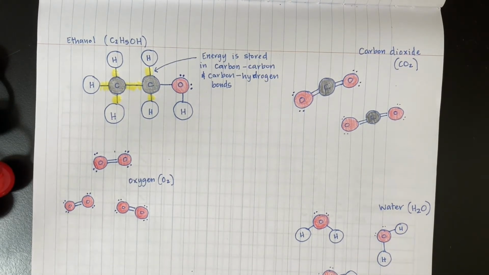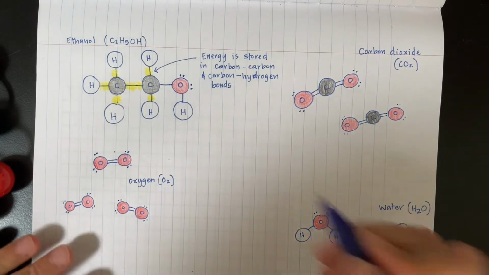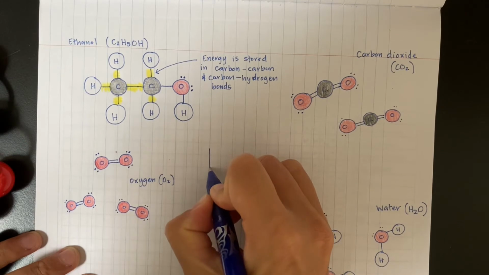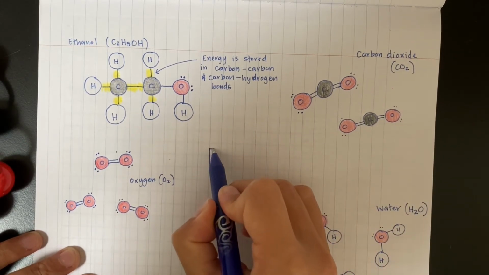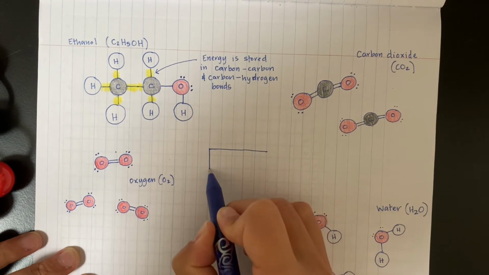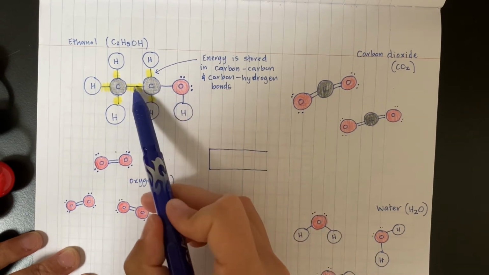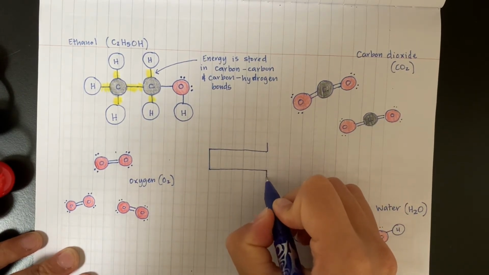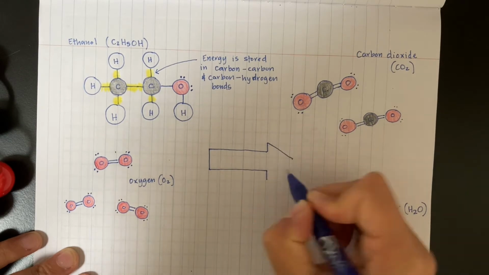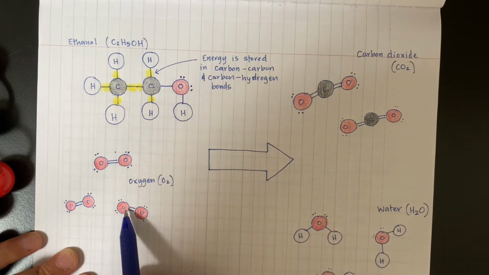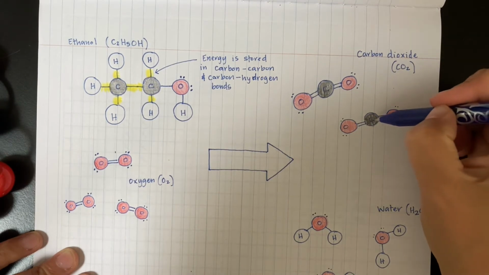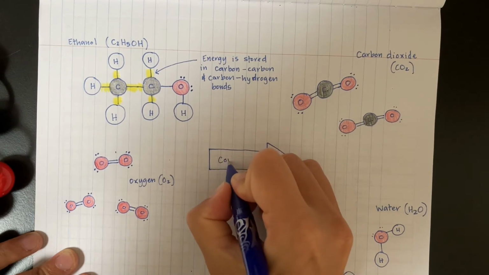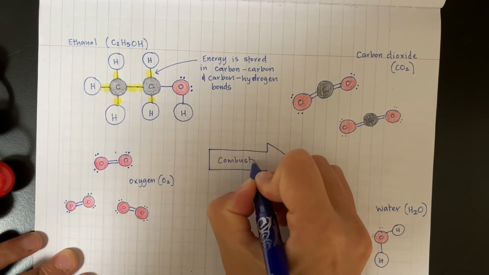Let's do a little bit more labeling here. So this reaction is called a combustion reaction. And combustion reactions take something that has those high energy carbon to carbon and carbon to hydrogen bonds, and it rearranges the atoms with oxygen in order to create carbon dioxide and water. So this type of reaction is called a combustion reaction.